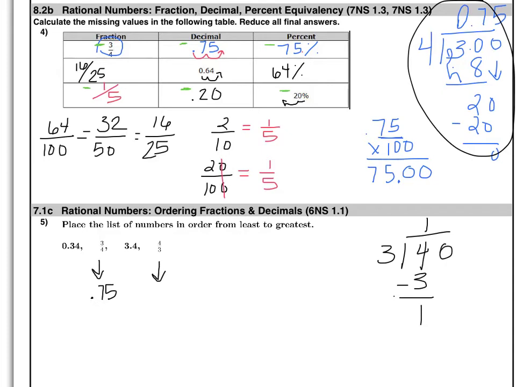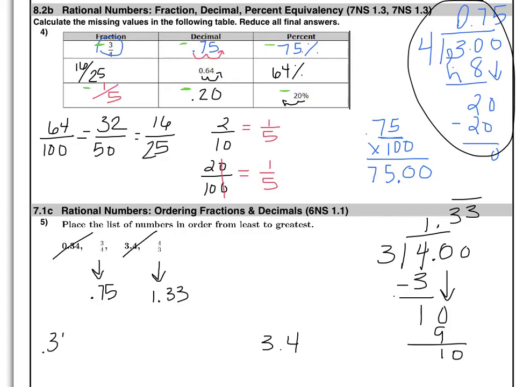I need to bring down a 0, which means that I need to show that decimal place. 3 goes into 10 3 times. 3 times 3 is 9, and I get another 10. So that means I'm getting this repeating 3. So 4/3 is 1.33 repeating. So usually what I do is I take my biggest number, 3.4, and I put it way over here. And I take my smallest number, 0.34, and I put it way over here. And now I figure out what goes in the middle.